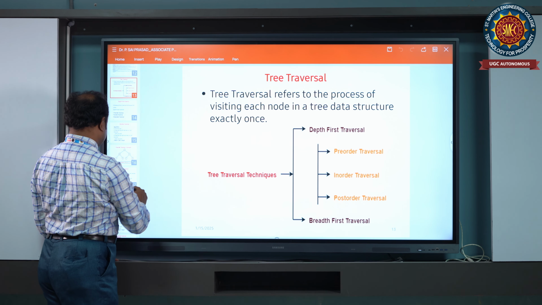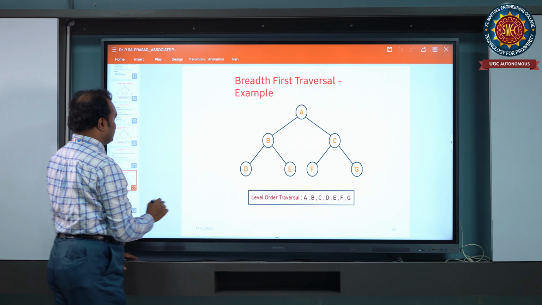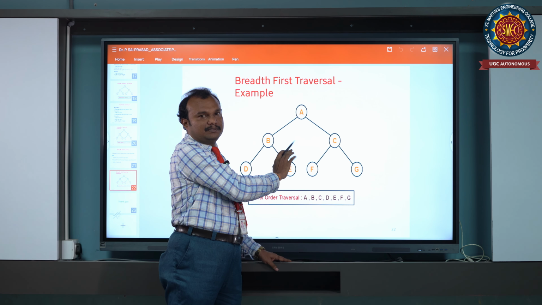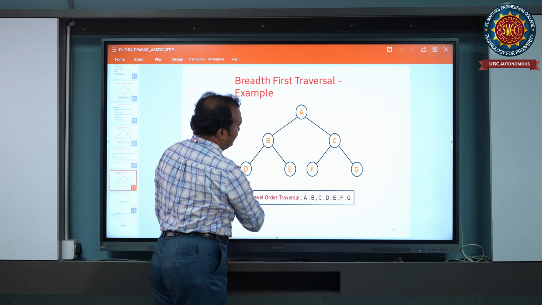Followed by the breadth first search traversal example. This is a tree. So level order traversal will be level by level: A, B, C, D, E, F, G.